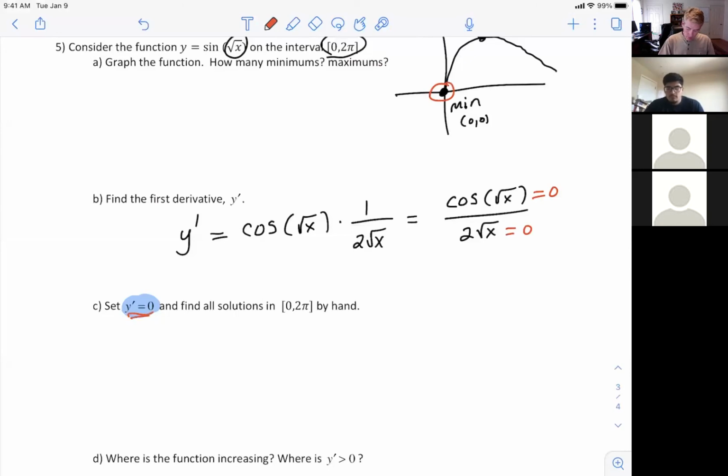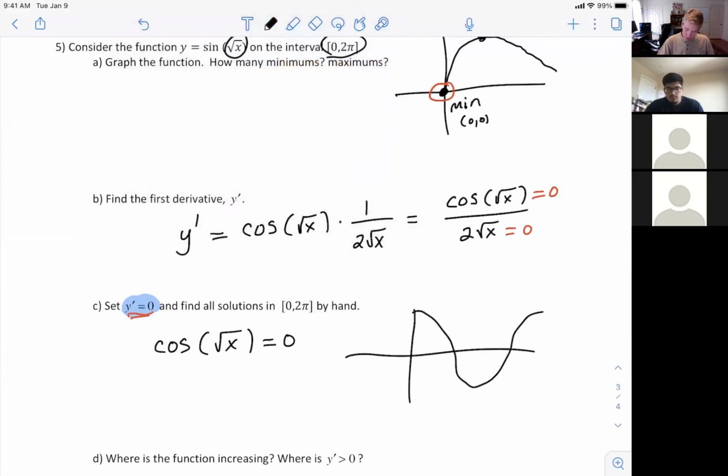But for this one, where's the derivative equals 0? That means the top equals 0. So cosine of the square root of x equals 0. And if you look at the cosine function, where it equals 0, well, over here would be 2 pi, and in the middle would be pi, which means this one is pi over 2.